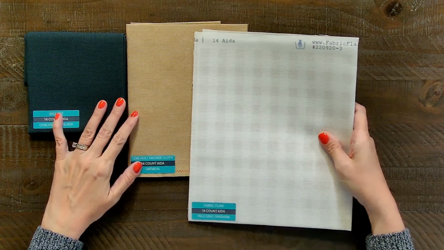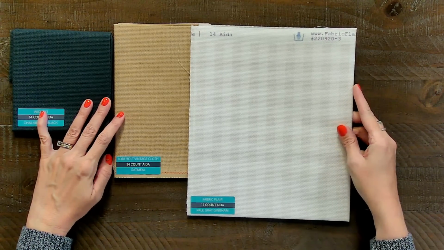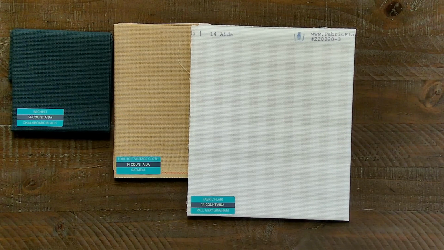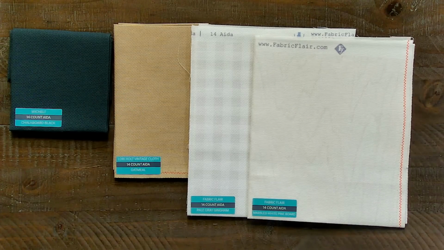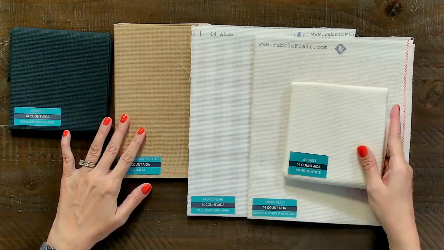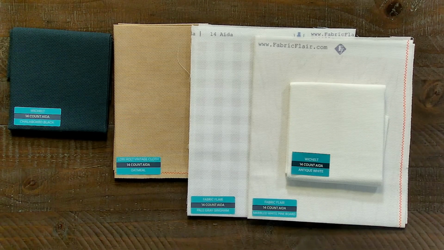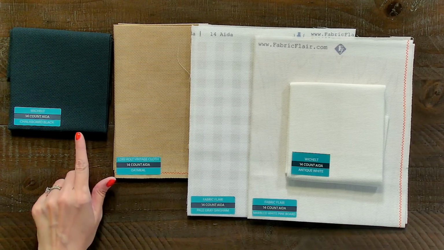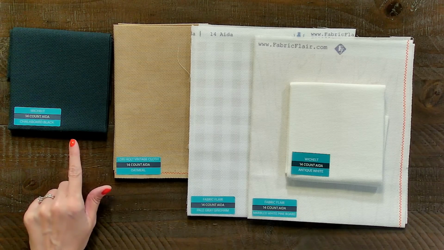The third bestseller is 14 count Pale Gray Gingham. Our fourth bestseller is Marbled White Pine Board, 14 count. And our fifth best seller is Antique White 14 count. All of our top sellers through number 17 are all 14 count. Number 18 starts out at 16 count, but by far we sell 14 count more than anything else over and over again.